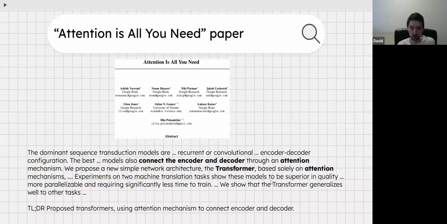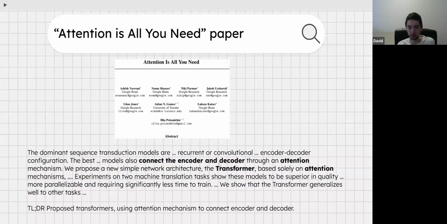Anyway, the paper says: the dominant sequence translation models are recurrent or convolutional encoder-decoder configurations. The best models connect the encoder and decoder through an attention mechanism. We propose a simple network architecture, the transformer.